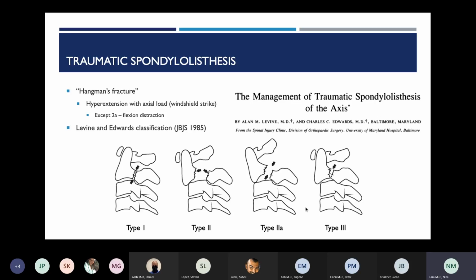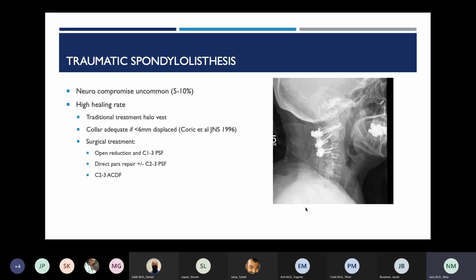Levine and Edwards classification: type 1, less than 3 millimeters displaced, is typically stable and treated with a collar for 8 to 12 weeks. Type 2A and type 3 are unstable, with more displacement and more angulation. 2A has greater angulation. Type 3 has a facet dislocation. Bottom line is that for these, neurocompromise is uncommon. Whether you treat them in a halo vest, a collar if it's less than 6 millimeters, or surgically, these all have a tendency to heal. There's a 95% fusion rate irrespective of how you treat these, if you treat them one of these ways.